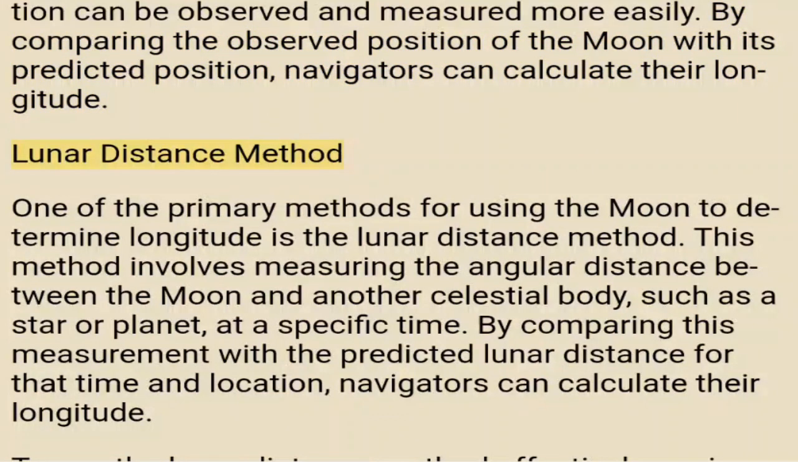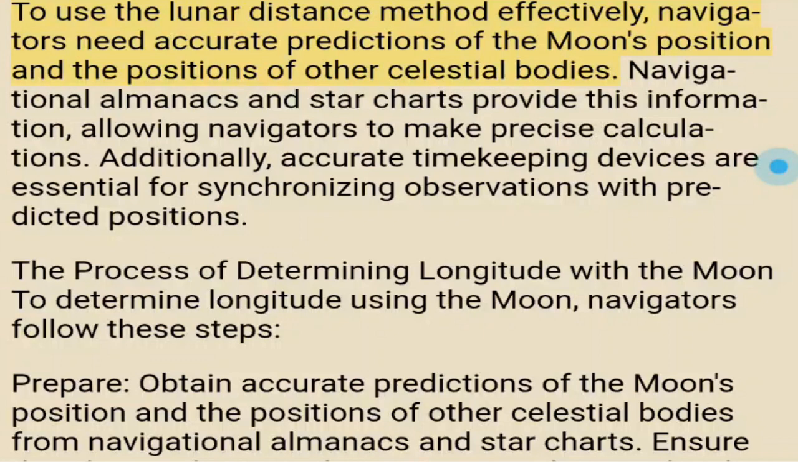Lunar distance method. One of the primary methods for using the moon to determine longitude is the lunar distance method. This method involves measuring the angular distance between the moon and another celestial body, such as a star or planet, at a specific time. By comparing this measurement with the predicted lunar distance for that time and location, navigators can calculate their longitude. To use the lunar distance method effectively, navigators need accurate predictions of the moon's position and the positions of other celestial bodies. Navigational almanacs and star charts provide this information, allowing navigators to make precise calculations.